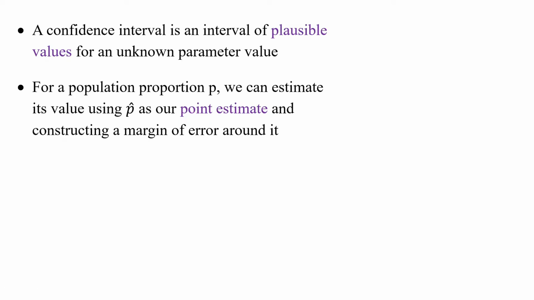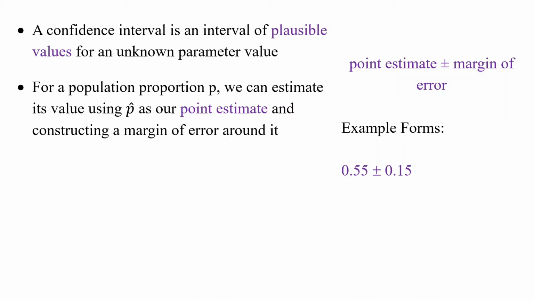So for our population proportion P, we can estimate its value using P hat as our point estimate and constructing a margin of error around it. So that P hat value we get from our sample, that's going to be the middle of our interval. The way we start constructing this is we take that point estimate and we plus or minus some sort of margin of error. A few things go into this margin of error that we'll be talking about, but that's the skeleton of a confidence interval. We have our point estimate in the middle, and we go up a certain margin of error and down that same margin of error on either side to get an interval.